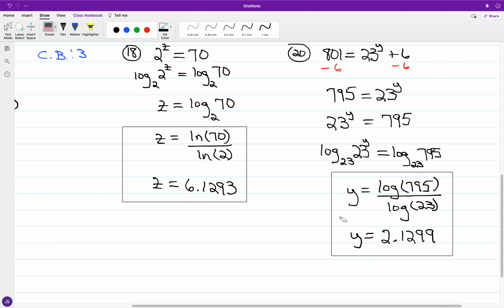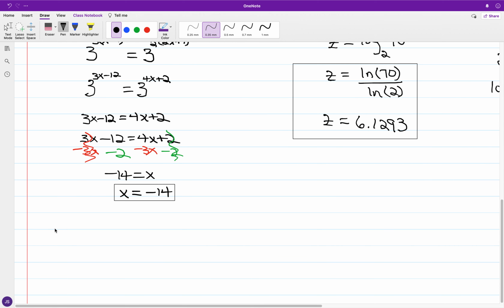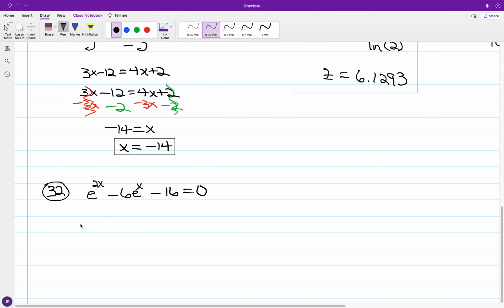Okay, now for the next item, this one is kind of an outlier, but we do have number 32. So we have an equation here: e to the 2x minus 6 times e to the x minus 16 is equal to 0. And in its own way, this is a quadratic equation.